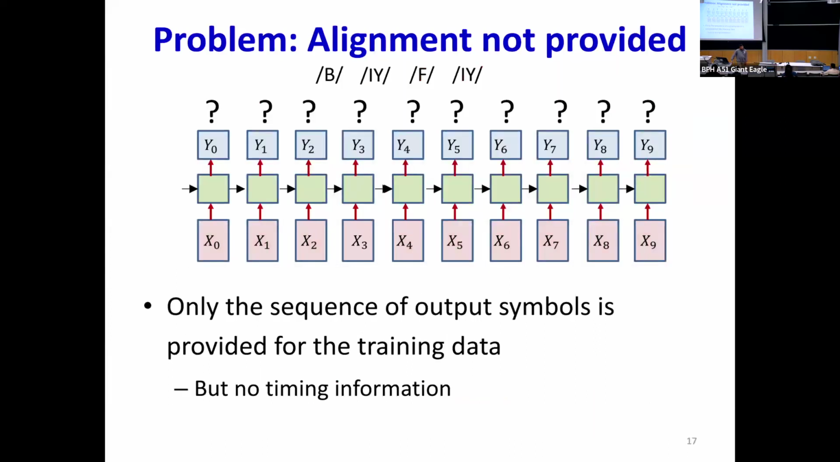The big issue was, how do we train when such alignment is not provided? All that's given to you is the sequence of symbols, but not the timing information. Where does each symbol occur? That has not been provided.